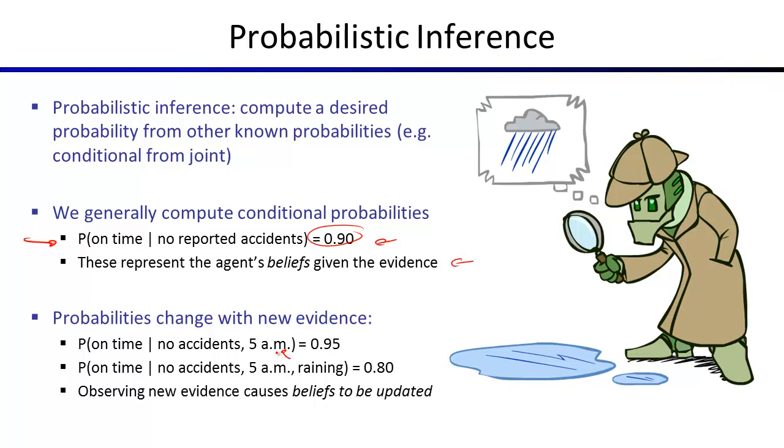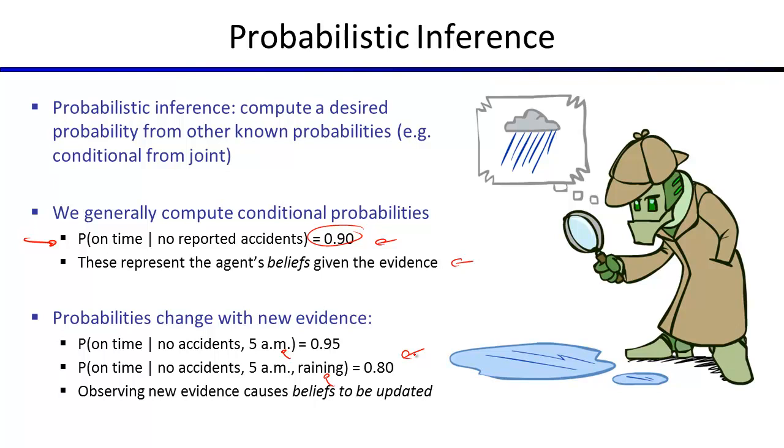If then you get yet more evidence, in this case maybe the additional evidence is that it's raining, then if you have a reasonable model of the world, you might end up with something like this as the answer to your conditional probability computation, that now the probability of being on time has been lowered, because with rain, often you get slowed down.